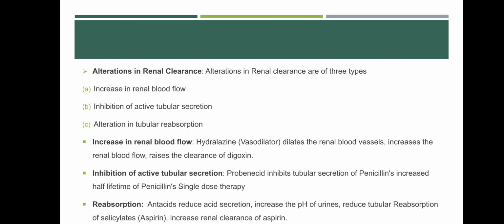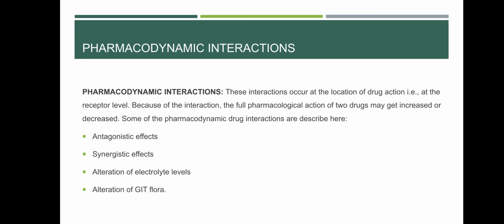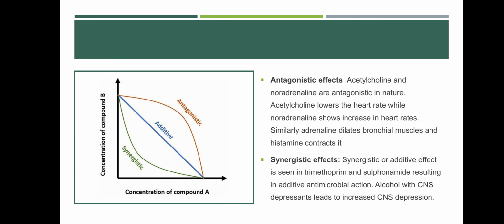So this was the pharmacokinetic interaction. Next we'll be dealing with the pharmacodynamic interactions. These interactions occur at the location of drug action, that is, at the receptor level. The pharmacodynamic interactions include the antagonistic effect, the synergistic effect, alteration of electrolyte levels, and alterations of GIT flora.